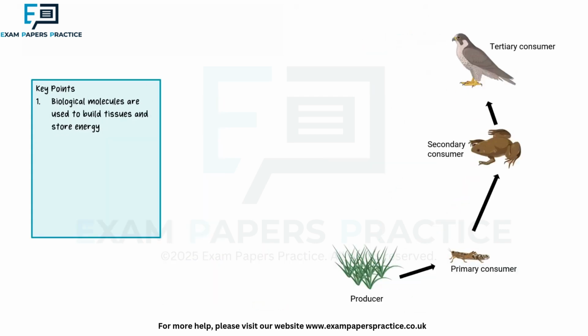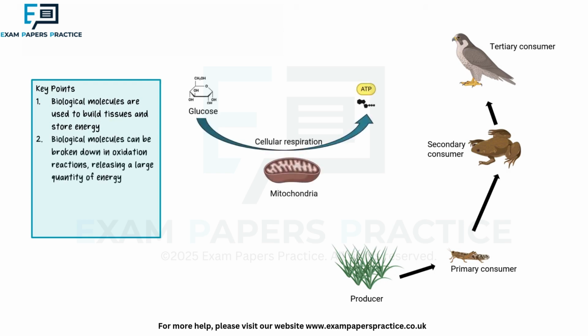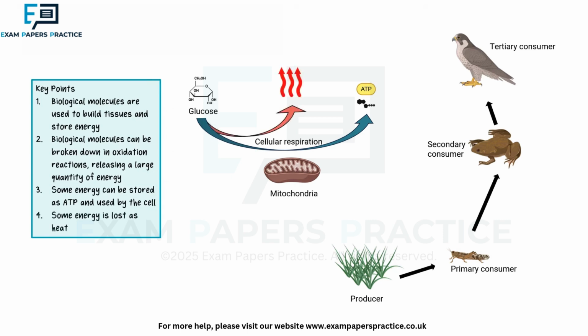These energy-rich biological molecules are essential for all organisms. Autotrophs and heterotrophs alike utilize them to build tissues and store energy. When these molecules are broken down during the energy-releasing oxidation reactions of cellular respiration, the energy is stored in the chemical bonds of ATP, which can be used by the cell for metabolism and other processes. However, not all of the energy released during respiration is captured as chemical energy.